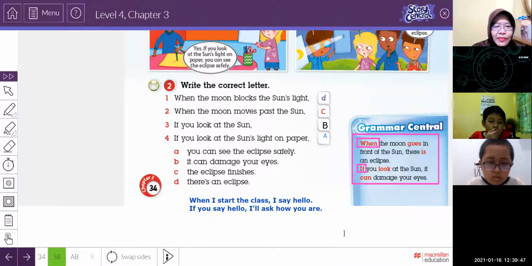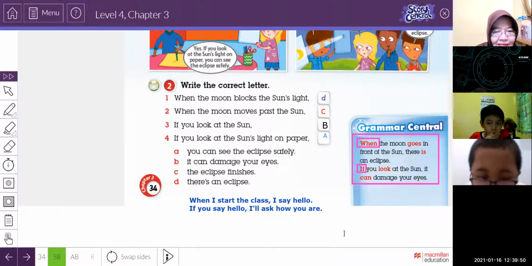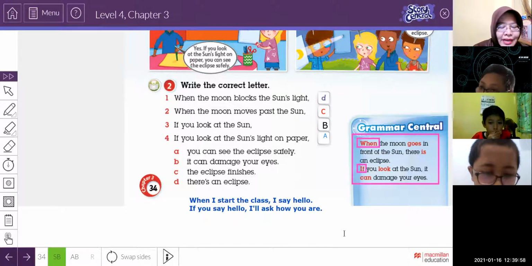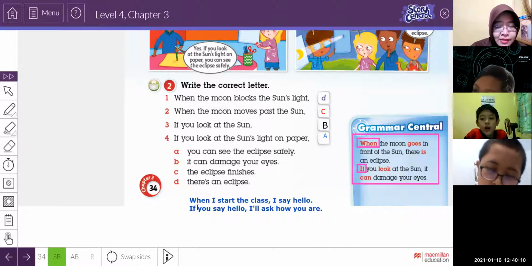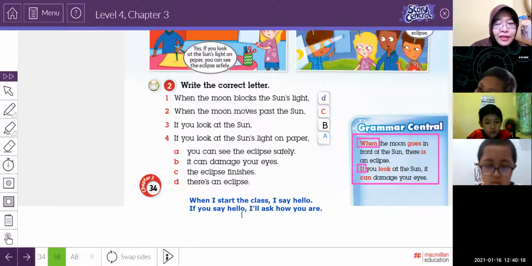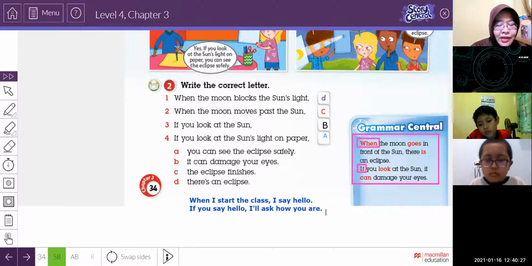Can you see my samples? Kalian bisa lihat contoh kalimat Miss Tati? Ketika Miss Tati membuka kelas, Miss Tati akan bilang hello. Apakah Miss Tati selalu bilang hello ketika membuka kelas? Yes. So you use when it happens. Kita gunakan when ketika kejadian itu memang akan terjadi. If you say hello, I'll ask how you are. Jika kalian bilang hello, Miss Tati akan tanyakan bagaimana kabar kalian.